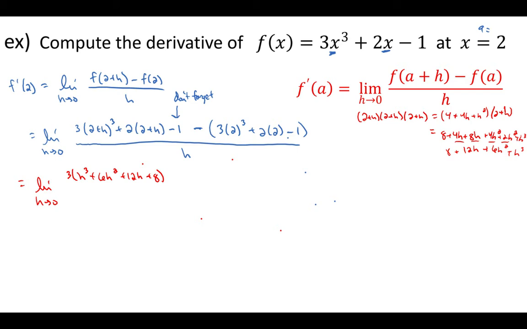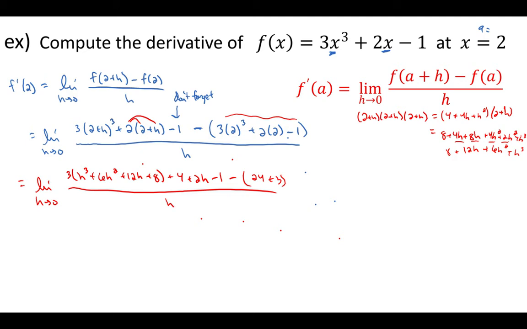All right, and next we've got this term here. Let's go ahead and distribute that. So that's going to be plus 4 plus 2h minus 1. And then we've got minus this thing back here. 2 cubed is 8. 3 times 8 is 24. Plus 4 minus 1, so it'd be plus 3. So it's going to end up giving 27.